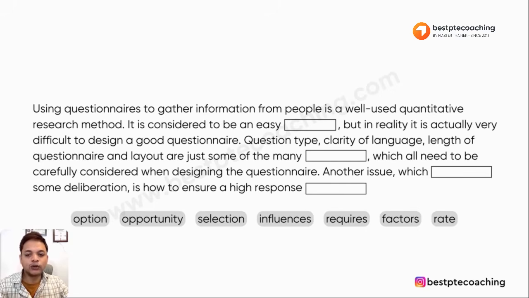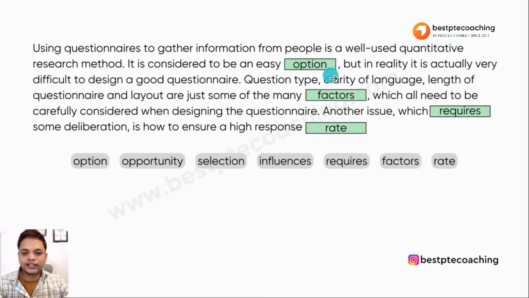This deliberation is how to ensure high response. High response. The collocation. High response rate. Okay, high response rate. Response rate is high, you say, right? So that's a collocation. So you look at the answers. How many of your answers are correct? Type in the chat box. If your answers are 3 correct, 4 correct, 2 correct, 1 correct, type in the chat box.